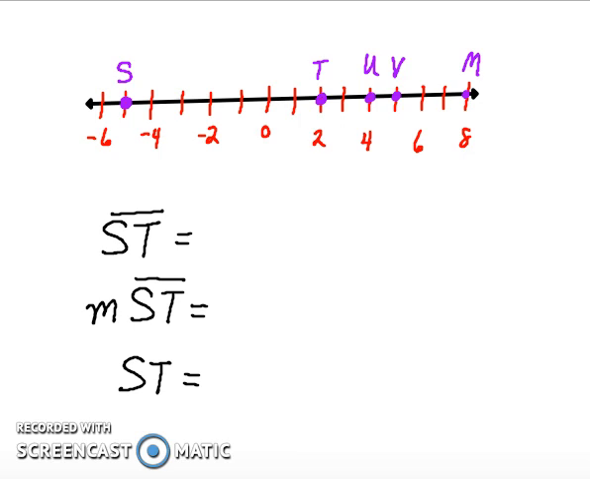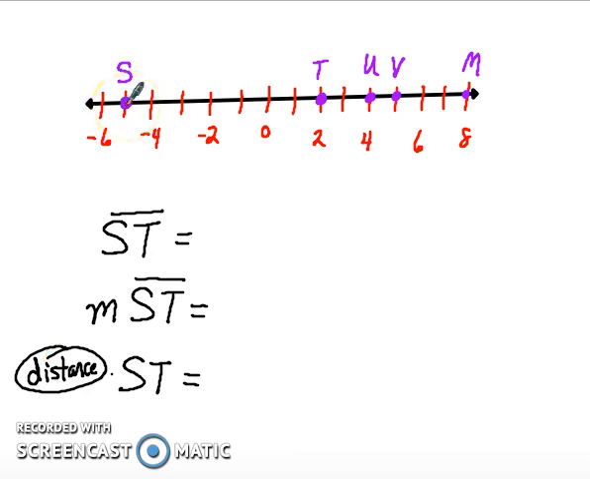Let's start at the bottom, since the bottom is the easiest. ST, notice this says ST equals. So this is talking about the distance from S to T. When you see it simply as those two letters, no segment bar across the top, equals, it says the distance from S to T equals.